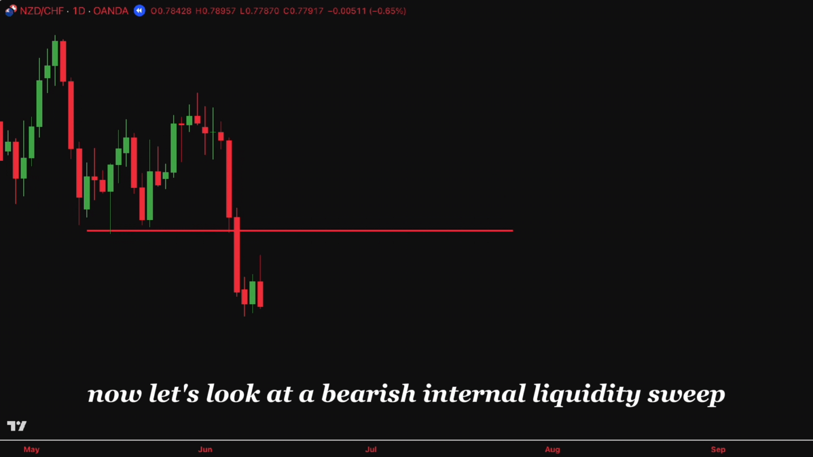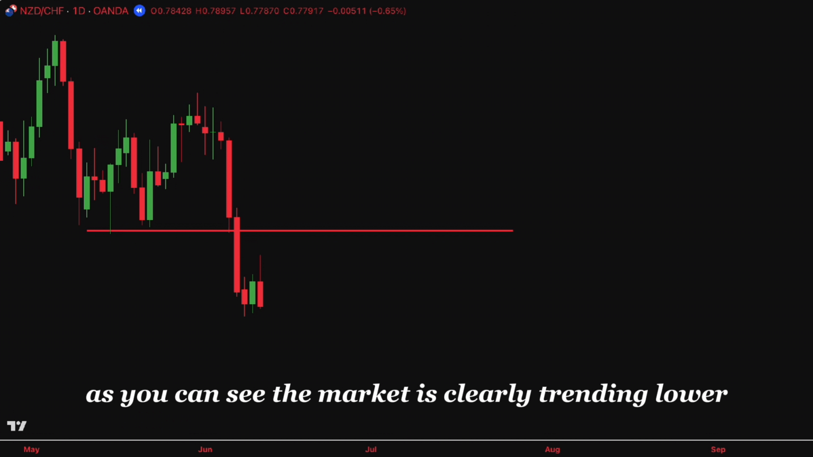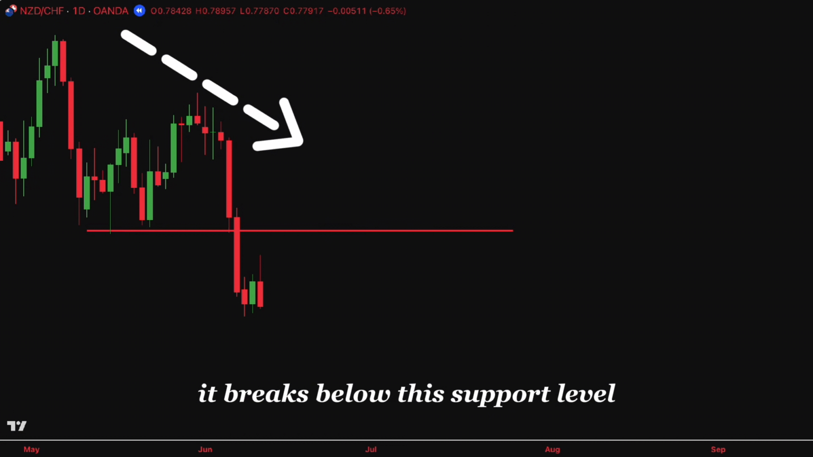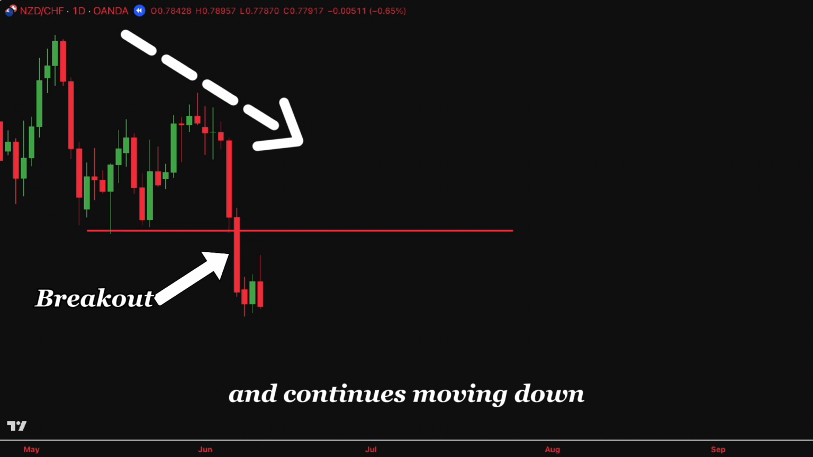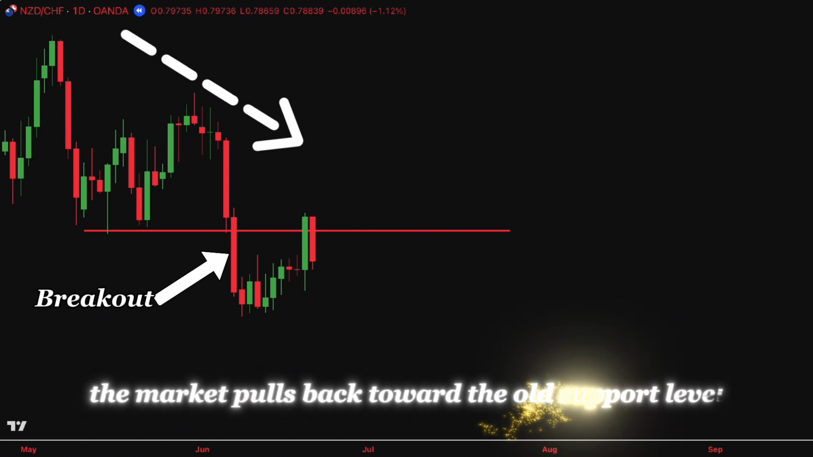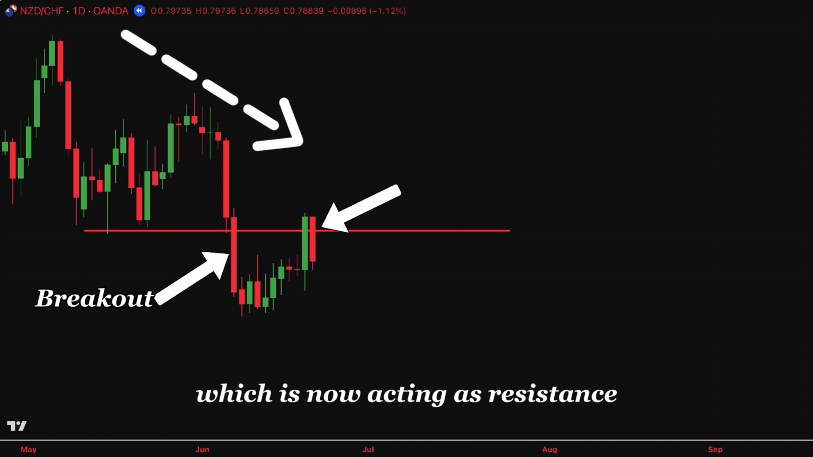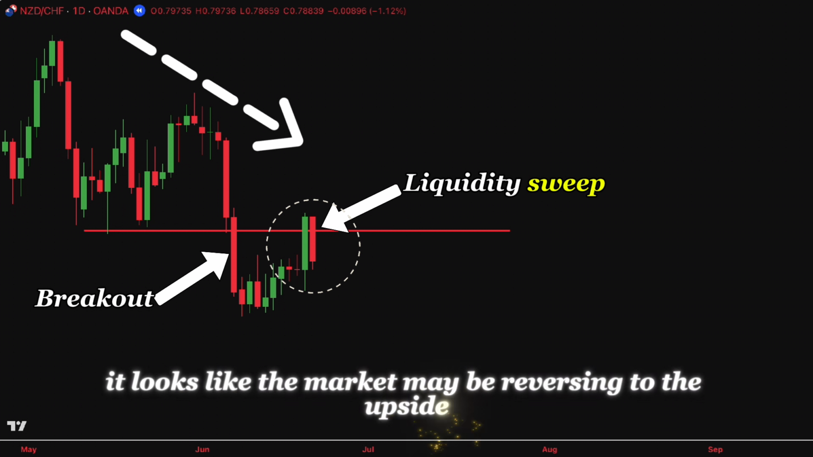Now let's look at a bearish internal liquidity sweep. As you can see, the market is clearly trending lower. It breaks below this support level and continues moving down, confirming the downtrend. Now pay close attention to what happens next. The market pulls back toward the old support level, which is now acting as resistance. At first glance, it looks like the market may be reversing to the upside.